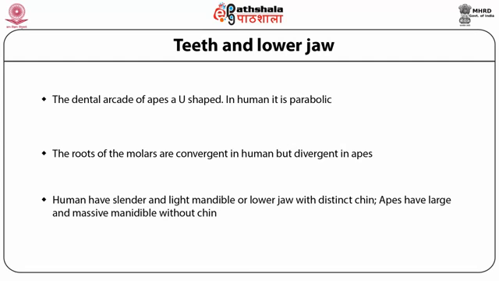In humans, the genial tubercle is present and the simian shelf is absent, while it is the opposite in apes. That is, in humans the genial tubercle is present, whereas in apes it is absent. Similarly, the simian shelf is present in the case of apes but absent in the case of humans.